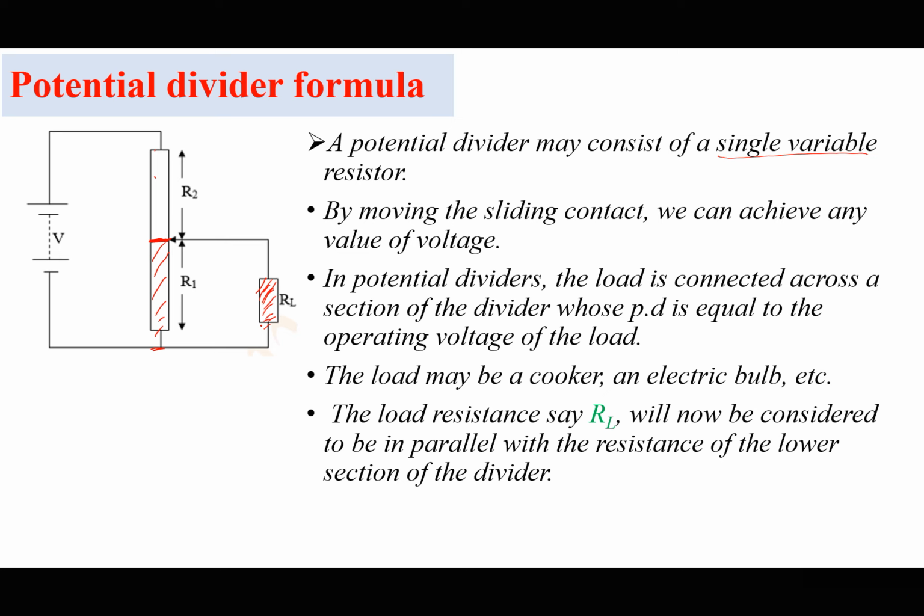So because these two are in parallel, remember how we get resistance in parallel. Resistance in parallel will be R1 times RL over R1 plus RL. So this will be total resistance for these ones in parallel. But this forms one resistor which is in series with R2, which means total resistance will now be R2 plus the resistance in parallel, which will be R1 RL over R1 plus RL. So this will be the total resistance in this case.